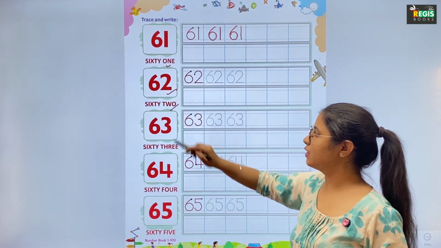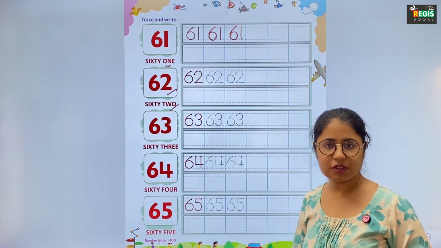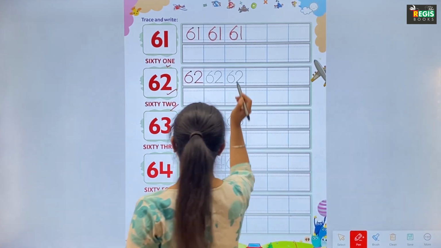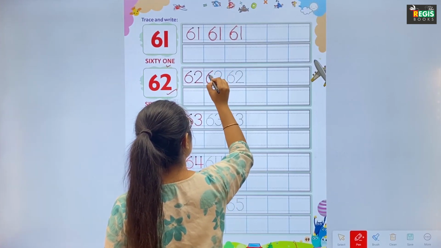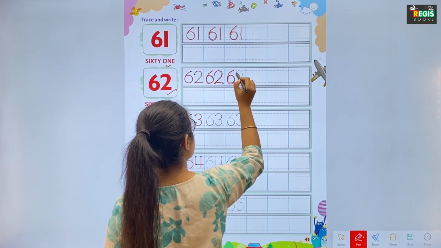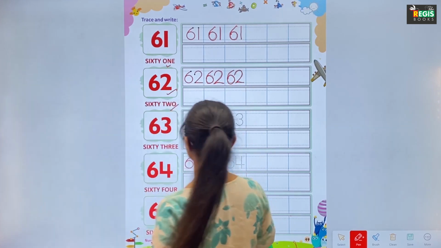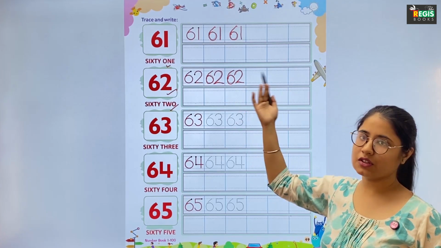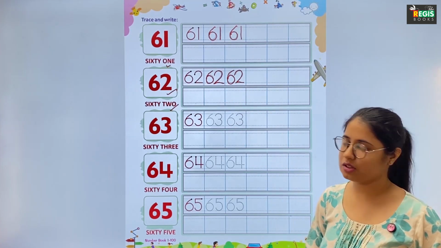6, 2, 62. We write the number 62 by writing 6 and 2 together like this. Write 6, then 2. 6, 2, 62. And write the number 61 and 62 in the rest of the boxes to practice it.